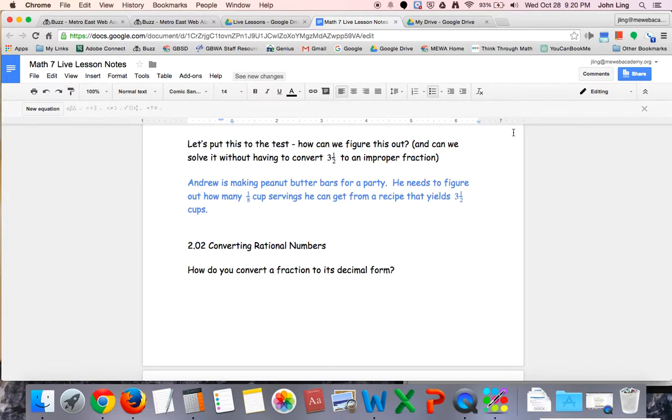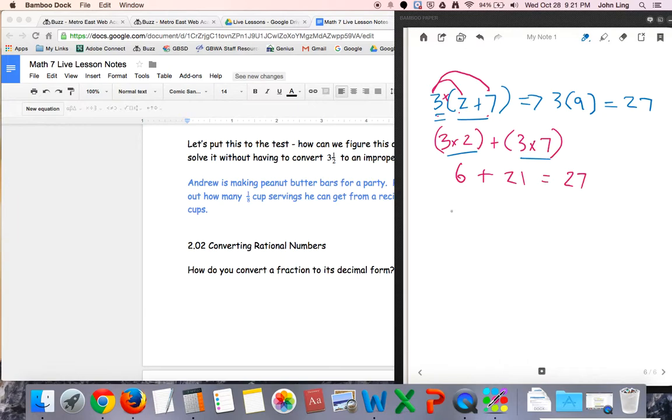Does he need to divide 3.5 by 1/8, or does he need to multiply 3.5 by 1/8? So he needs to divide that, okay? So let's look at this again. Basically you would set it up like this. You would set it up as 3.5 divided by 1/8, right? All right. And we want to find out what that equals.